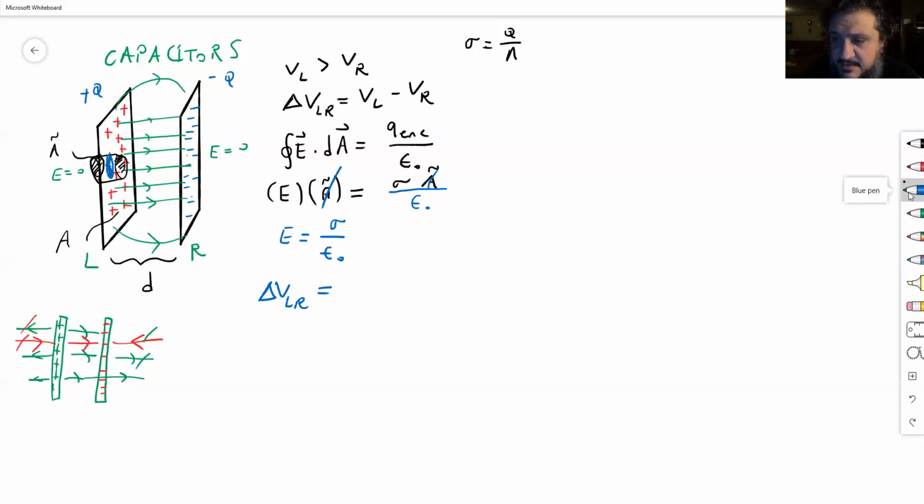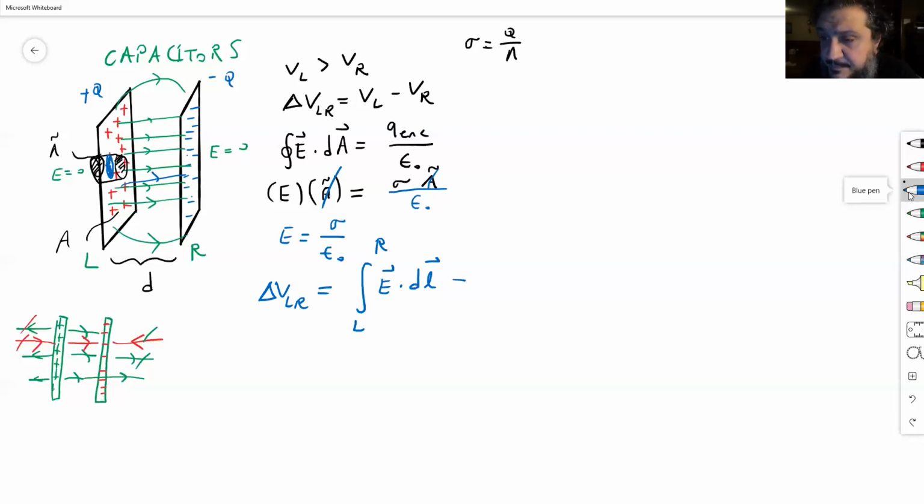That's VL minus VR. Therefore, it is from left to right, whatever coordinate system you're using. Those are 2 points there. E dot dl. dl is the displacement along the electric field. They go in parallel. dl and E are parallel.